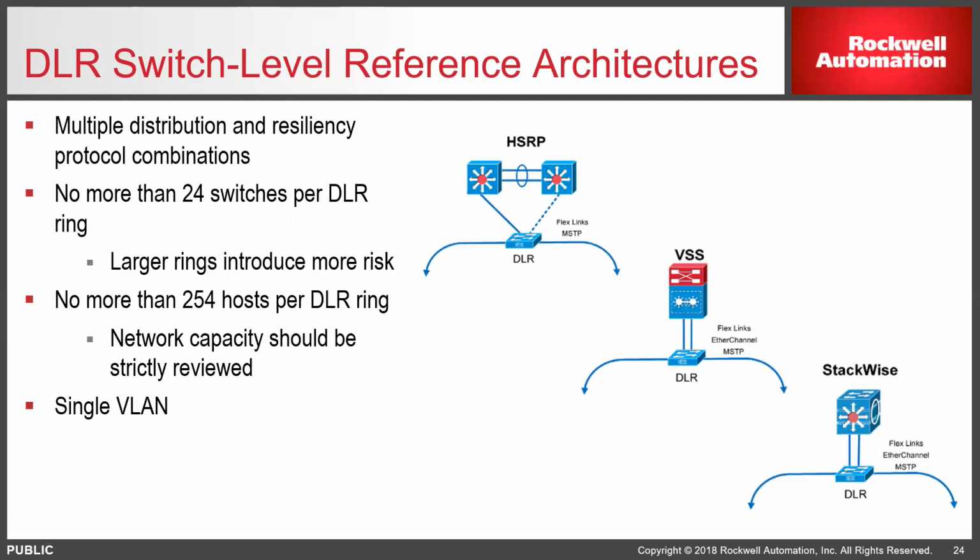So when we look at the different architectures that are supported, and there's multiple different ways of doing this, basically we can do up to 24 switches per device level ring, and so introduce more risk, obviously. One of the main considerations there is to limit that to 254 hosts per device level ring. So that is going to be your standard Class C style network address range. And so the network capacity is one of the things that we do try to manage there. And one of the other pieces when you look at these device level ring networks is that we are limited to a single VLAN. Next slide.